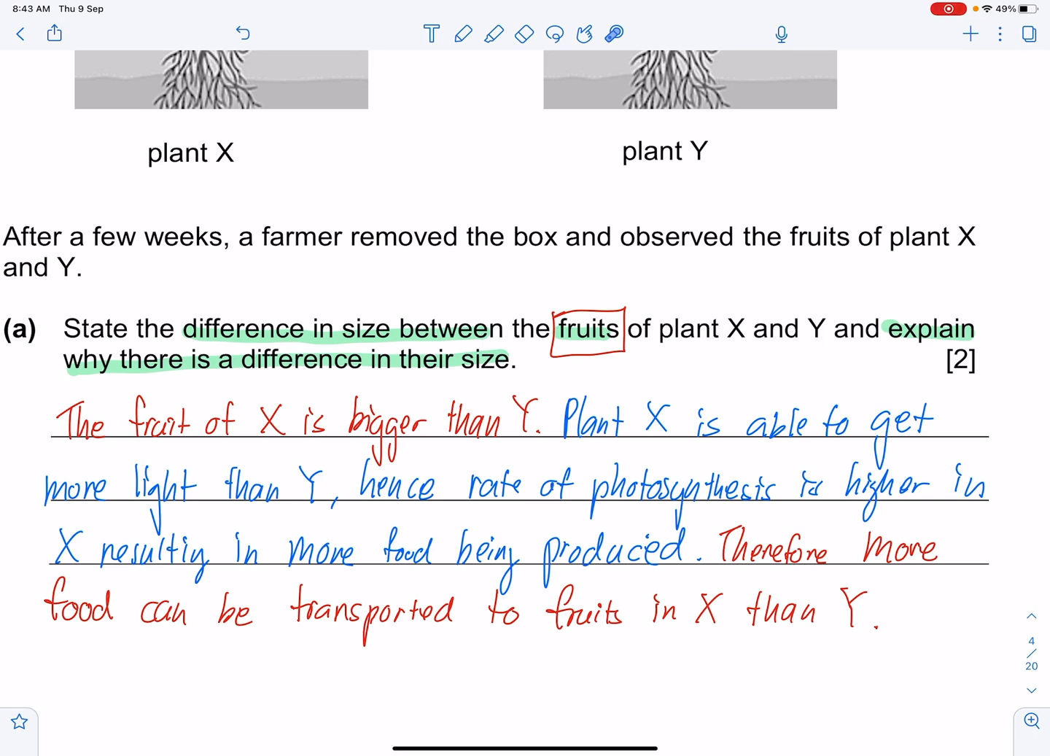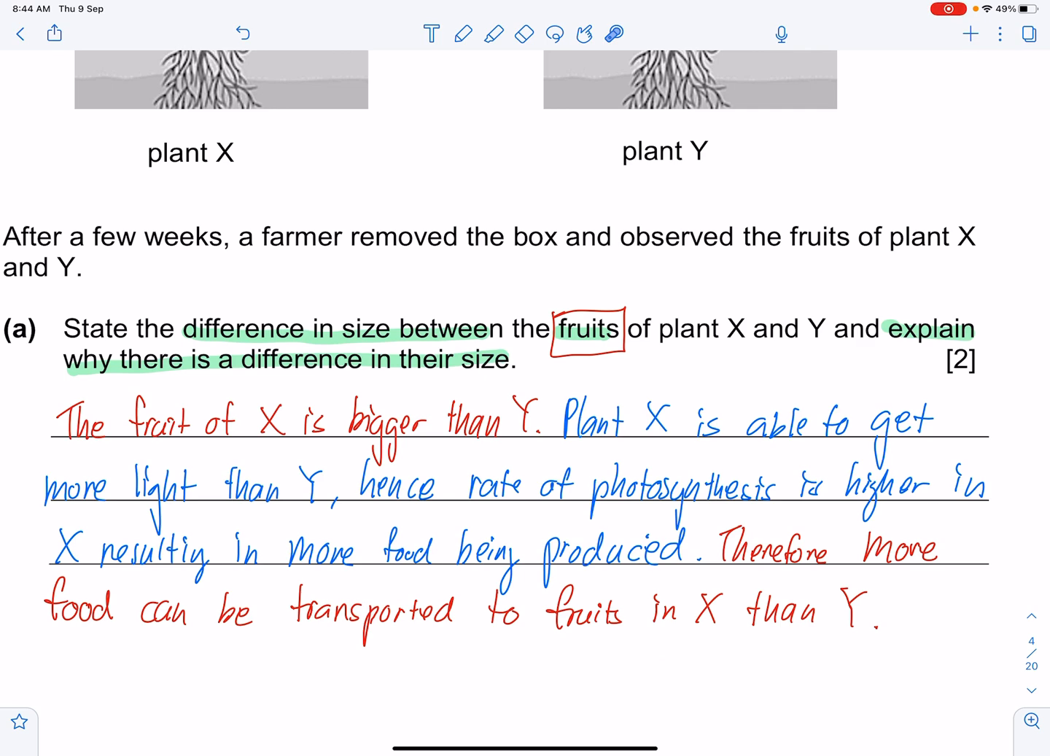Now, what do I mean by don't switch back and forth? So let's just say you talk about fruit X. The fruit of X is bigger than Y. So then you continue to talk about X. Plant X is able to get more light than Y. Hence, the rate of photosynthesis is higher in X, resulting in more food being produced. Therefore, more food can be transported to fruits X than Y. So I know that you're always talking about X in comparison to Y.